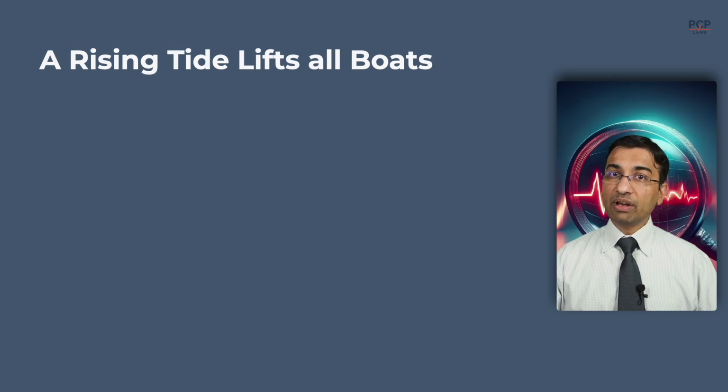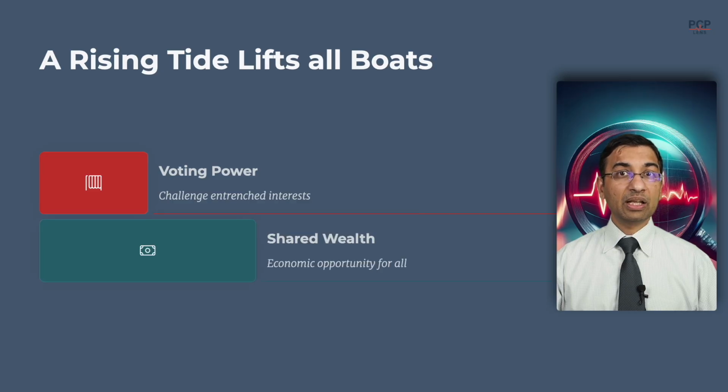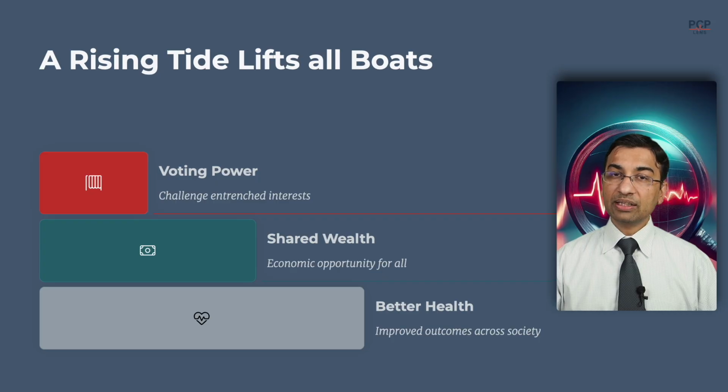When I started writing and making these videos on the determinants of health, I did not anticipate that some of the information would become so overtly political. But here we are. The health of the population is inherently political. The best way to improve the health of the population is to challenge the entrenched interests by voting, to help elect leaders that will help create economic opportunity for everyone, and this will eventually lead to better health outcomes for the population.